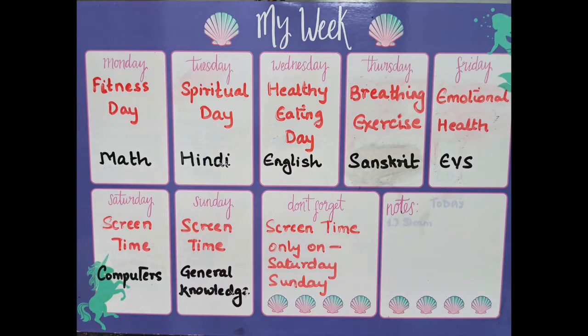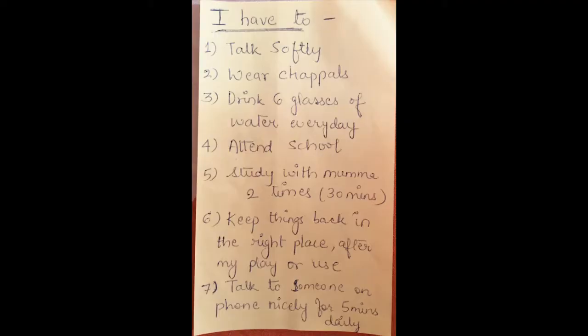And apart from this gross structure, we have a small set of rules which I put right on sticky notes and paste somewhere, that this is what you have to follow. And those are not like rules, but very simple things, like you have to talk softly, you always have to wear your chappals. Then in the kitchen I will stick that you have to drink minimum this many glasses of water every day without mama asking you to do that. Attend school every day, which will be like minimum 2 classes. They have 3 classes going on.